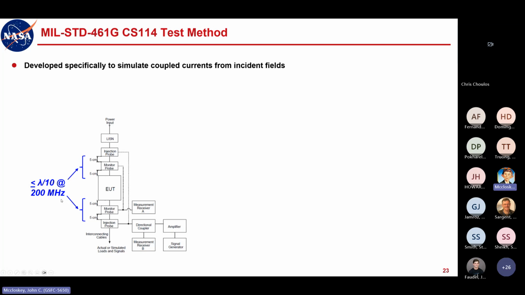With CS101, with low frequency test methods, you're dealing with very long wavelengths, like miles. So where you inject along a 1 or 2 meter cable doesn't matter. When you get into these higher frequency test methods, at 200 megahertz, your wavelength is 1.5 meters. Well, to be less than a tenth of a wavelength from the equipment under test, you need to be within 15 centimeters. So they conservatively say 5 centimeters from the EUT to your monitor probe, another 5 centimeters to the injection probe. So these things are very important to pay attention to. They're there for a reason.